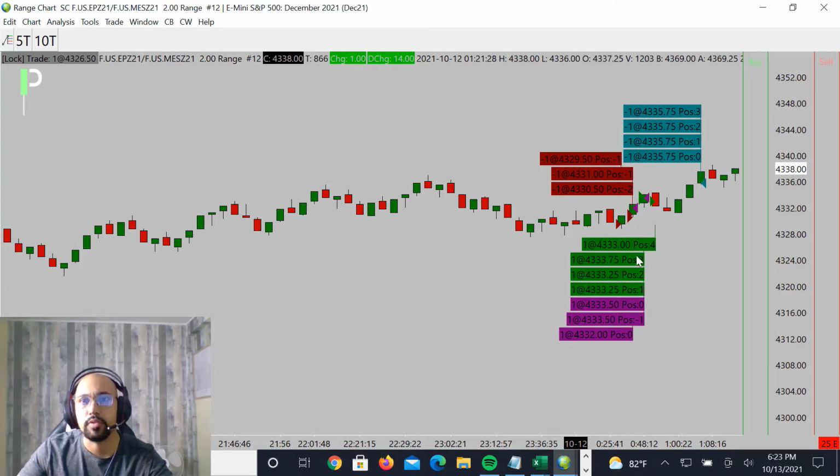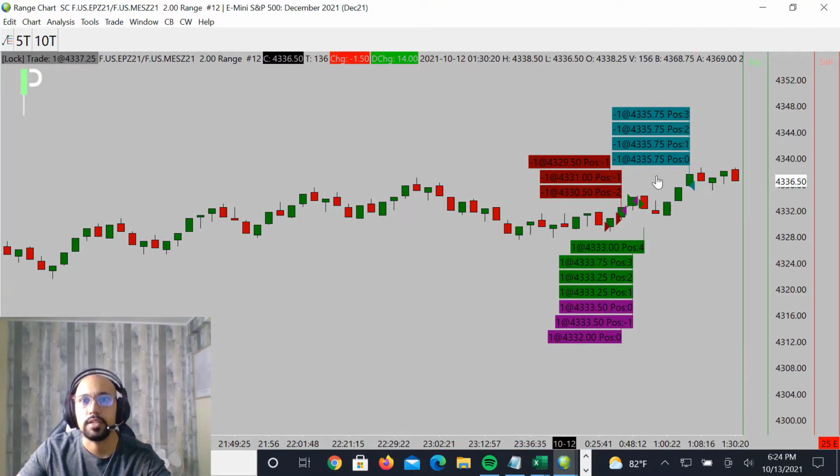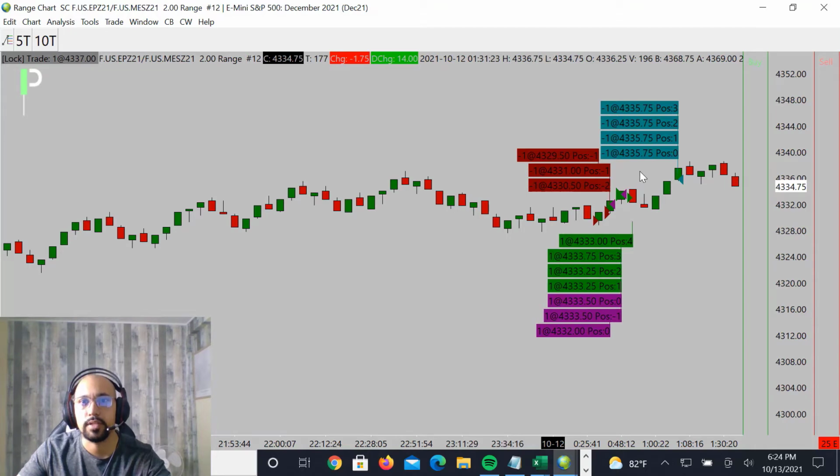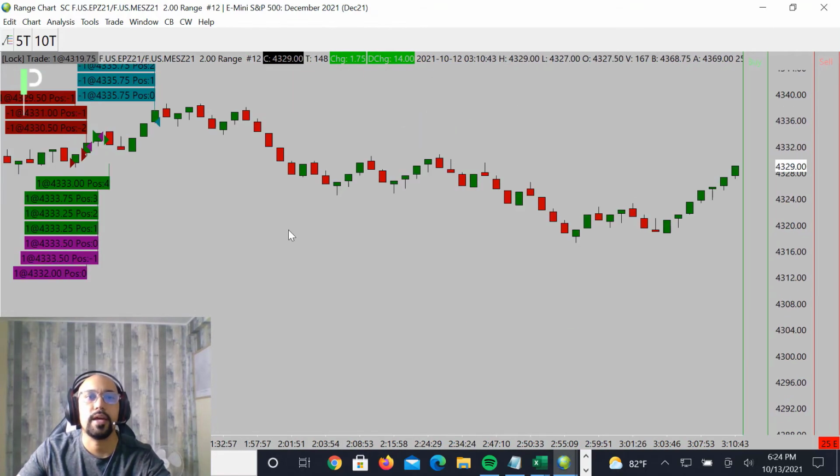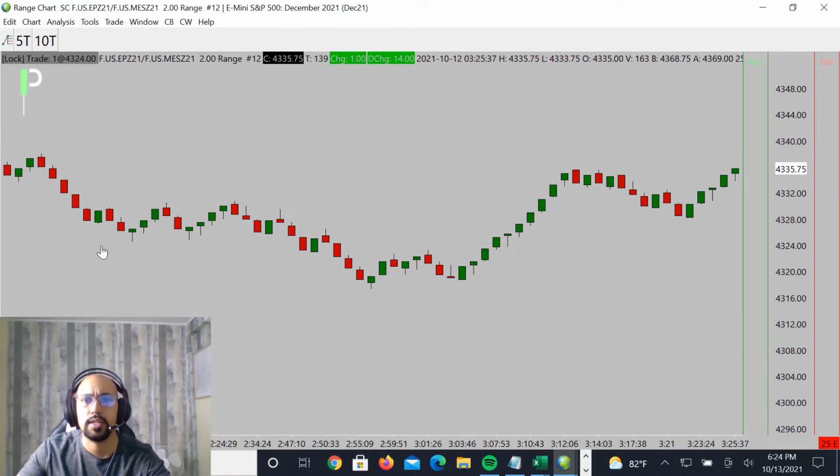Then we had a long opportunity here at 4333.25. The market was making structured support here for a push higher. So we went long at 4333.25 for 2 lots, then 4333.75, and then 4333 even. You can see we got it up to about 4335.75. Not bad, but we did get stopped out on the short ideas there.